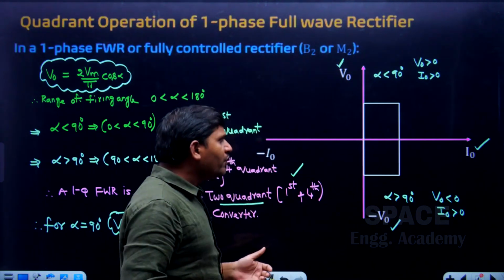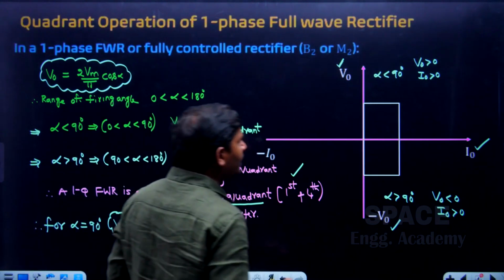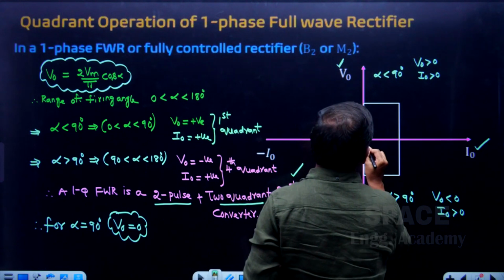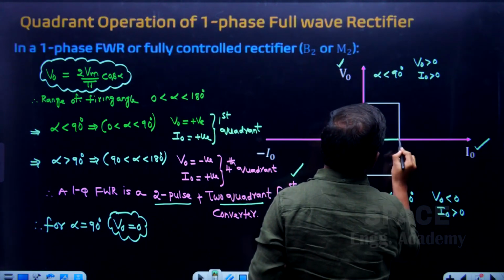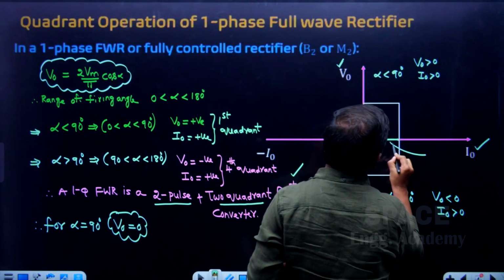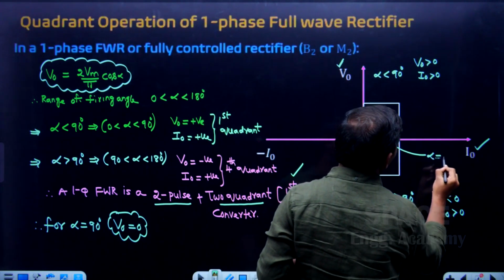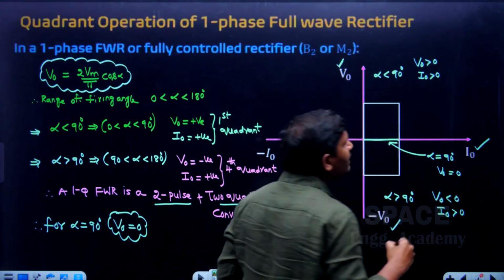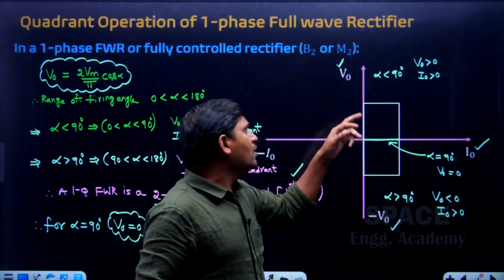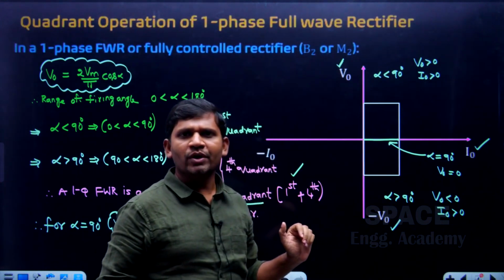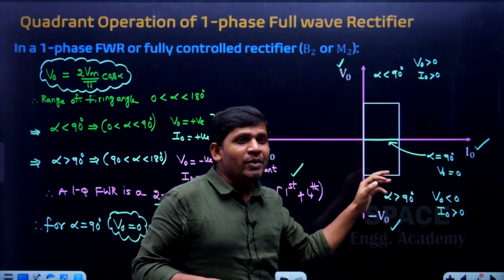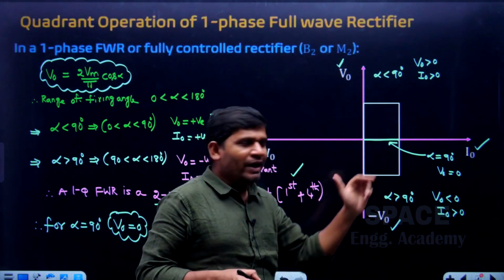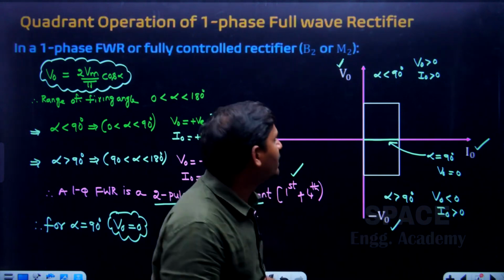Now we will see the observation here. For alpha equal to 90 degrees, V naught is 0. That means alpha equal to 90 degrees is the boundary between the first and fourth quadrant, and it is the boundary between forward motoring and reverse braking. Why it is forward motoring and why it is reverse braking, I will explain.